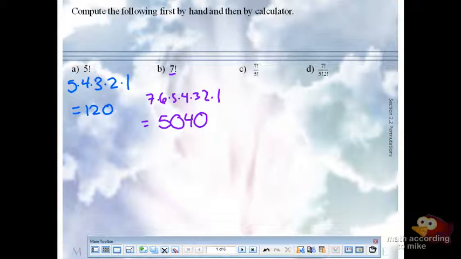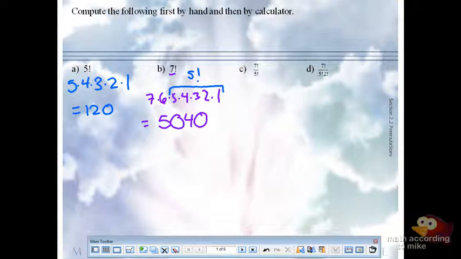The thing to note, though, is notice in the expansion for 7 factorial, this portion right here, 5 times 4 times 3 times 2 times 1, what's that? Yep, that is 5 factorial. So keep that in mind.